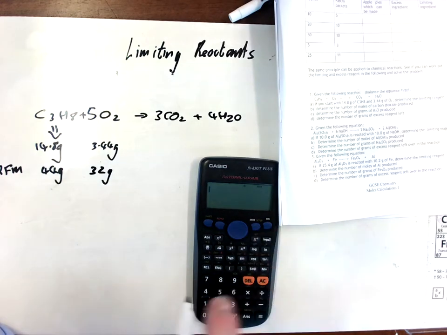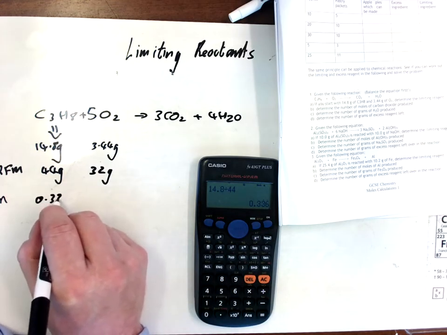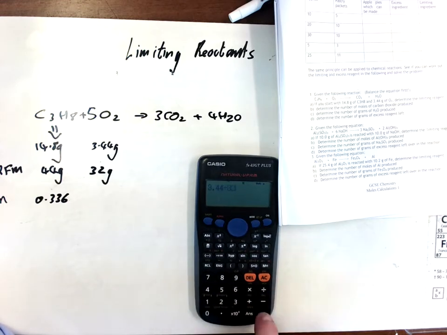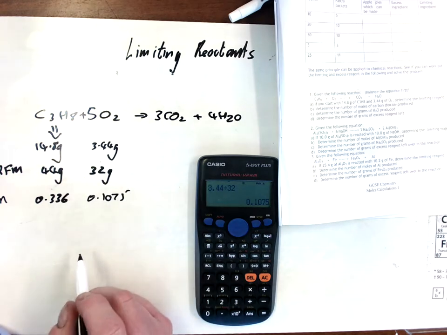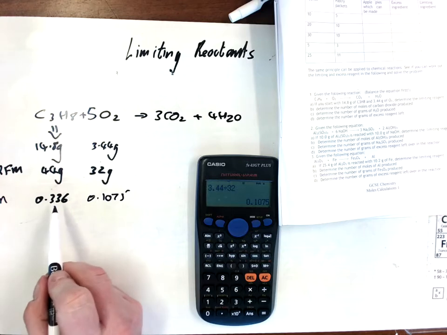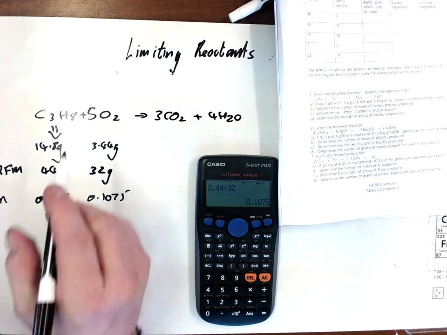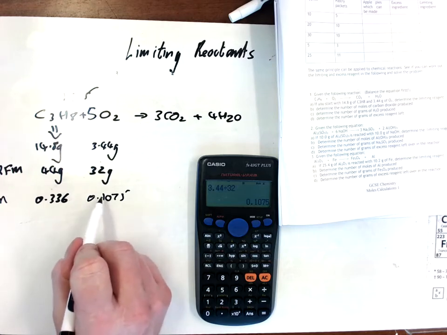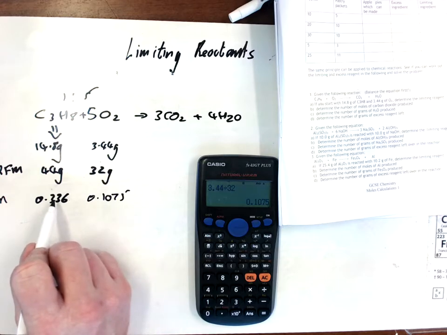Okay, so we'll go from there into n for number of moles. 14.8 divided by 44 gives me 0.336 moles of that, and 3.44 divided by 32 will give me 0.1075. So immediately it looks as if this is my excess reactant, but we just need to be careful because we've got a 1 to 5 ratio here. So if I have this number of moles of oxygen, which I have, how many moles of propane would I need to react with it?